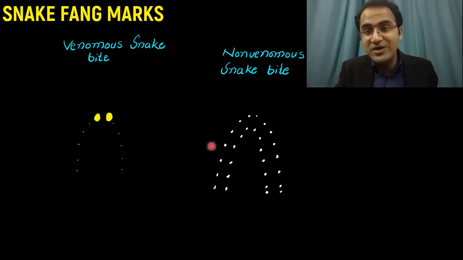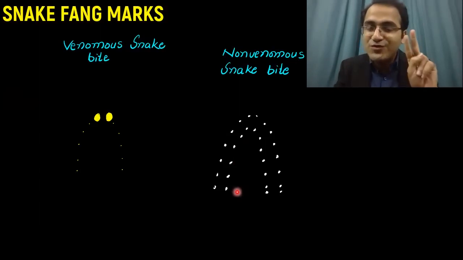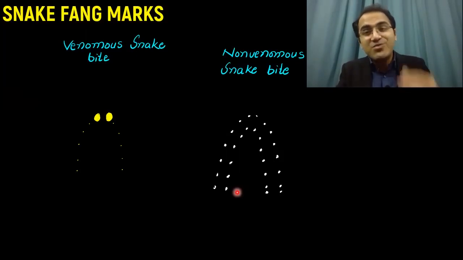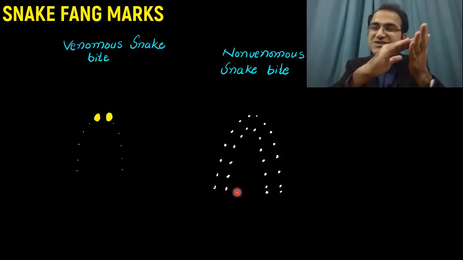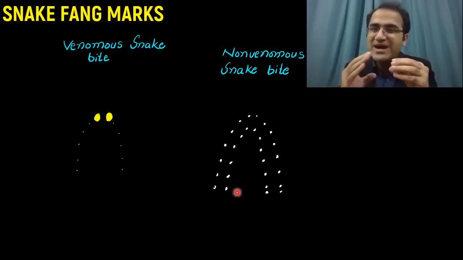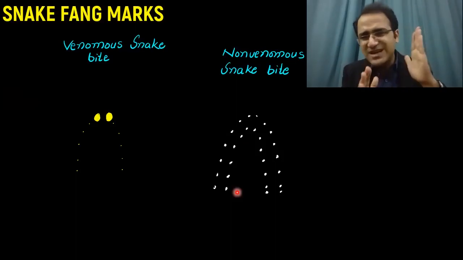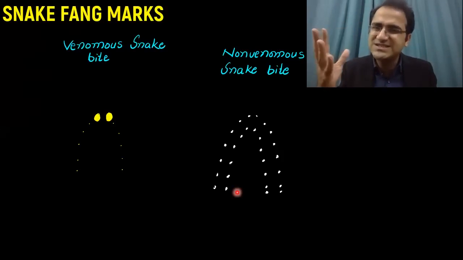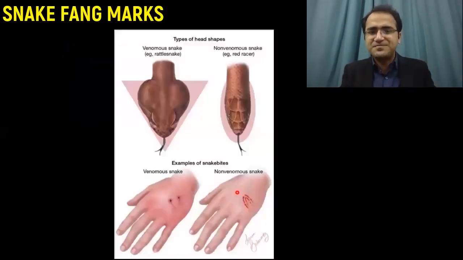In a patient with a non-venomous snake bite, there will be 2 rows of teeth. The 2 rows of teeth show that the patient has been bitten by a non-venomous snake. And most often, there will be a presence of scratches. A scratch usually shows that the patient did not get a proper bite or it was a non-venomous snake. If there is a classical fang mark, it is a venomous snake. If there are 2 rows or scratches, it is a non-venomous snake. See, a venomous snake with 2 classical fang marks and a non-venomous snake with 2 rows of teeth.